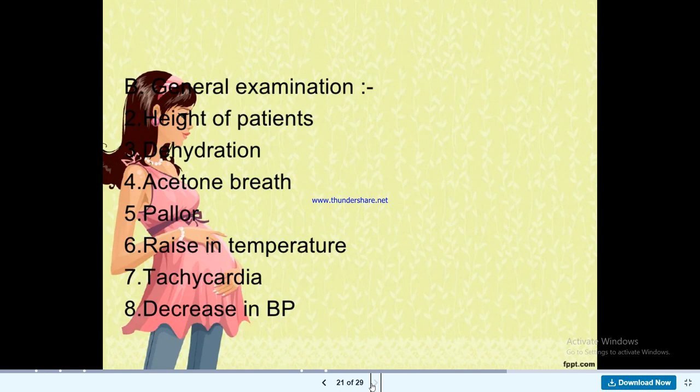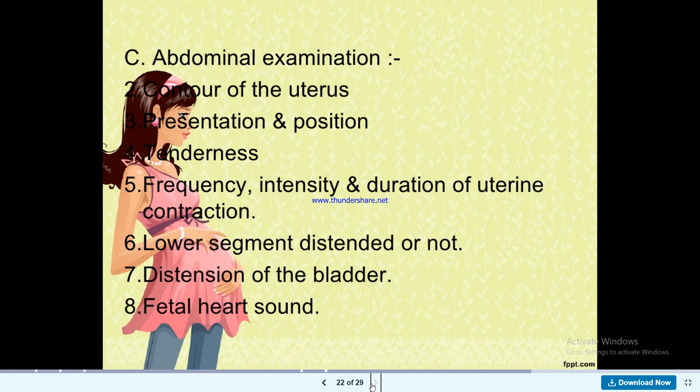General examination. Height of the patient, dehydration, acetone smell, that is the fruity smell, pallor, raise in temperature, again more than 100 degree Fahrenheit, tachycardia, more than 100 per minute pulse, and decrease in blood pressure.